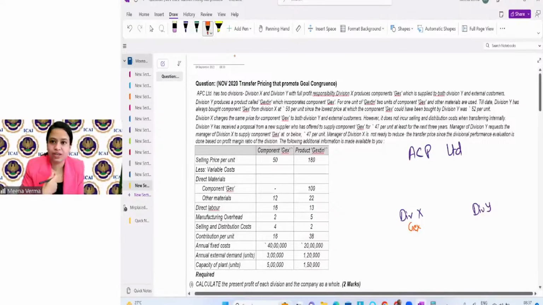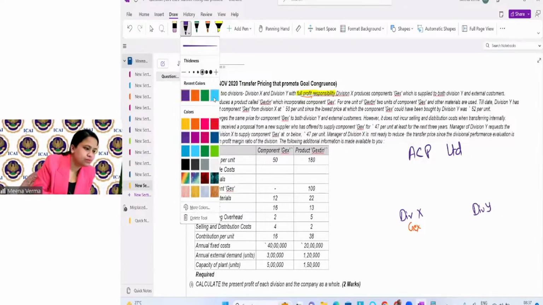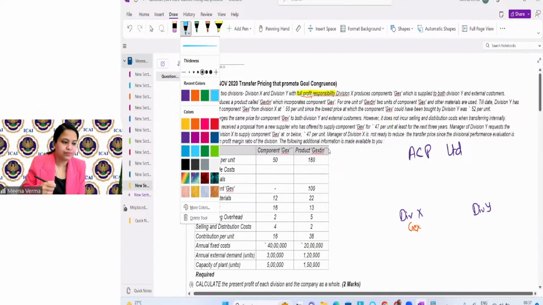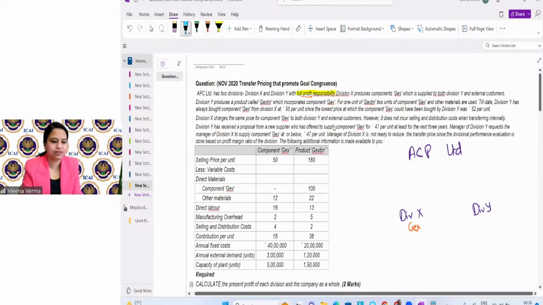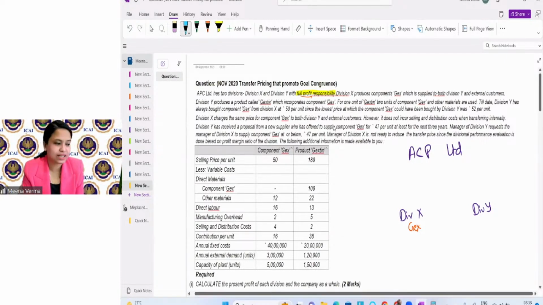Just read, see what I'm doing. Even when I solve the question, I read and I try to make a diagram for this. So read it, then I'll try to make. Okay, let me try to help you.